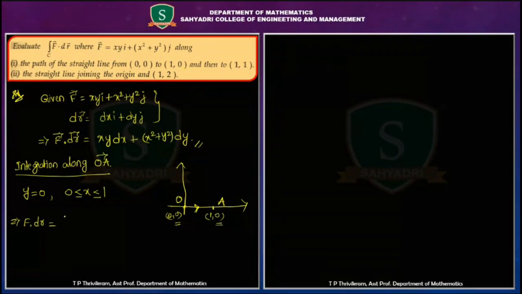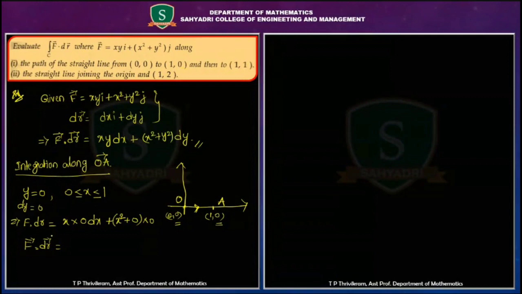So f dot dr is equal to, x value keep as it is, y value substitute as 0, dx we get. Next plus x square keep as it is, because x value is changing, plus 0 for y. Next dy value: if y value is 0, then differentiating on both sides you get dy also 0, so into 0. So what happens? F dot dr equal to how much did we get? 0, right? x into 0 we got 0 here. Next x square into dy value is also 0. So I get 0.